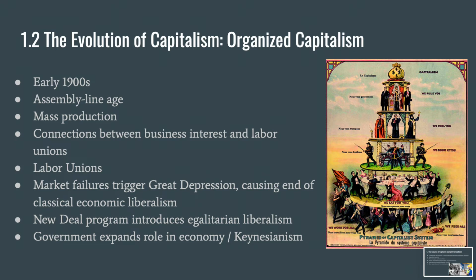The Great Depression of 1929 through 1934 was a driving factor in making the full transition from classical economic liberalism to more egalitarian liberalism in the United States. The Depression caused the President of the United States at the time, Franklin D. Roosevelt, to create the New Deal program that relied on the federal government to manage economic development and eliminate the negative effects of free market capitalism.